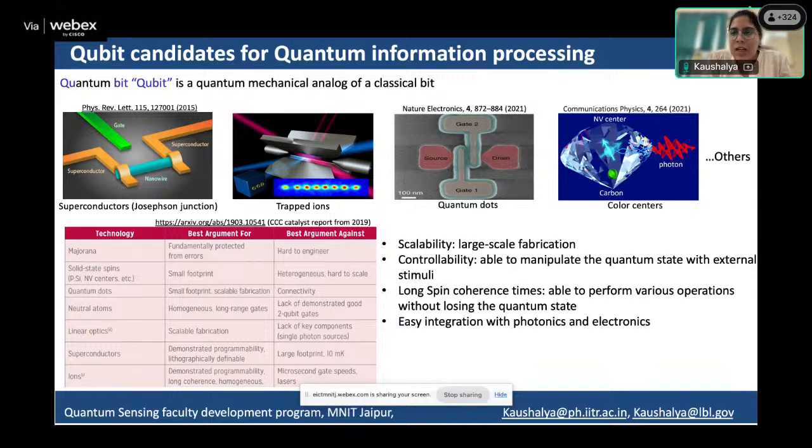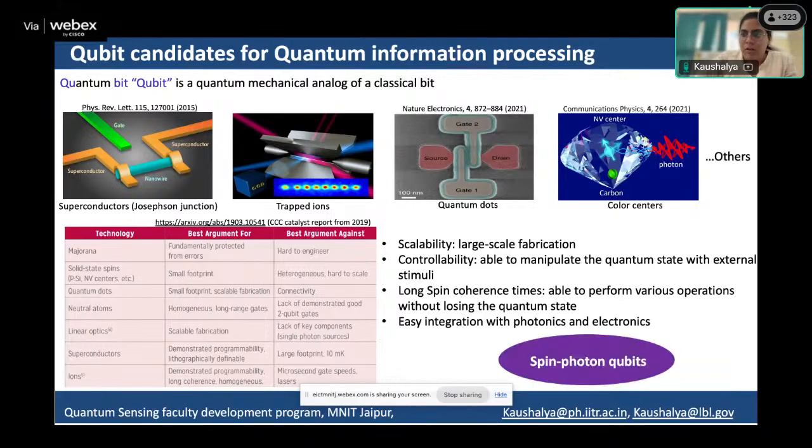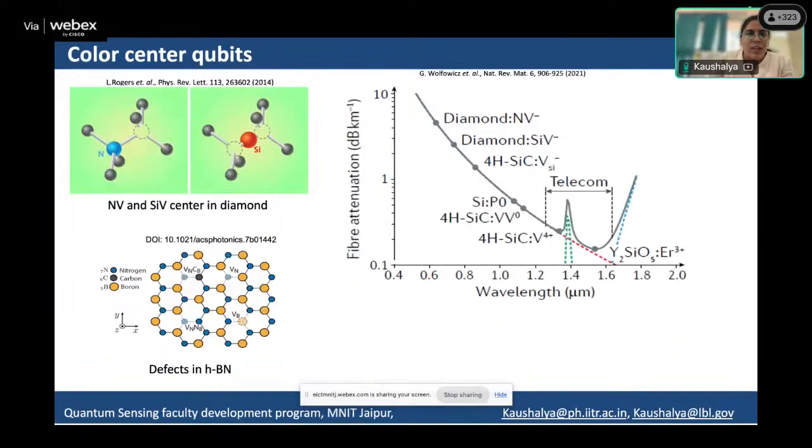on your results. The other aspect is, if you're talking about scalability and trying to make a full-fledged quantum system, then it should be easy to integrate it with other platforms like photonics and electronics. Then you can make a full system. And with that, I will briefly give you a literature review about what's already been done in the community when it comes to color centers as a quantum technology platform.